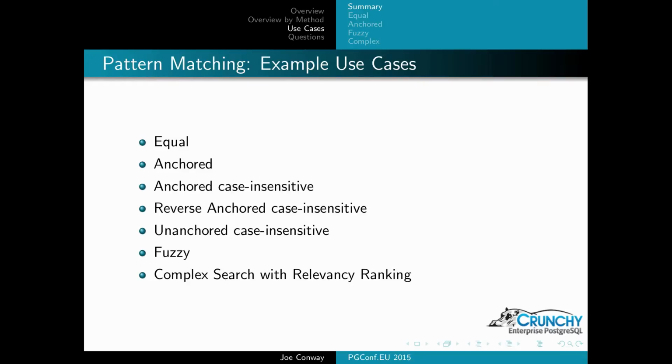So now we're down to the example use cases. Any questions with anything prior before I jump into this? Okay. I'm going to go through an example of an equal, an anchored, a case-insensitive anchored, a reverse anchored case-insensitive, an unanchored case-insensitive, and then a fuzzy match and a complex search with relevancy ranking. So basically starting simple and moving on to the more complex stuff.